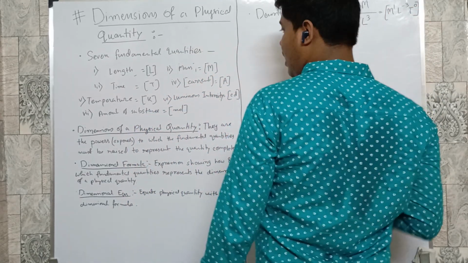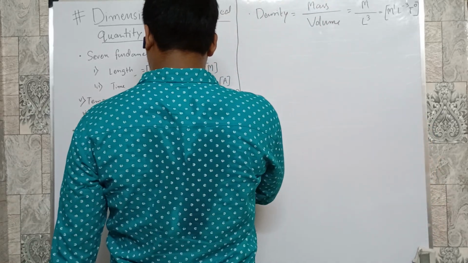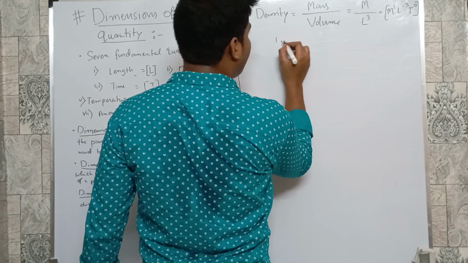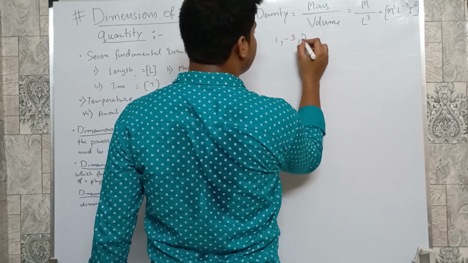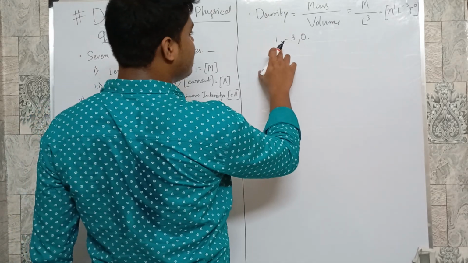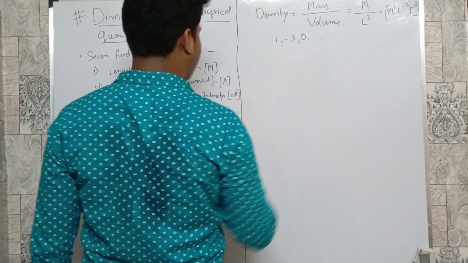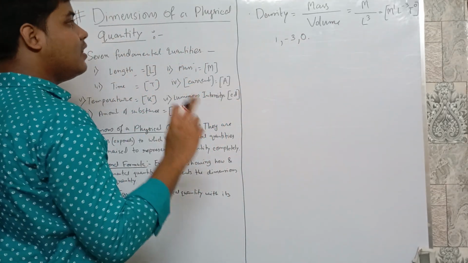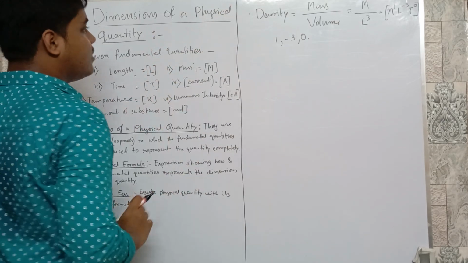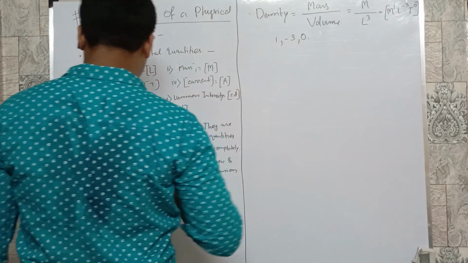So here we have found the dimensions of a physical quantity, which are 1, minus 3, 0. We can see that these are the exponents, 1, minus 3, 0, to which mass, length and time have to be raised to represent density. So this is the example.